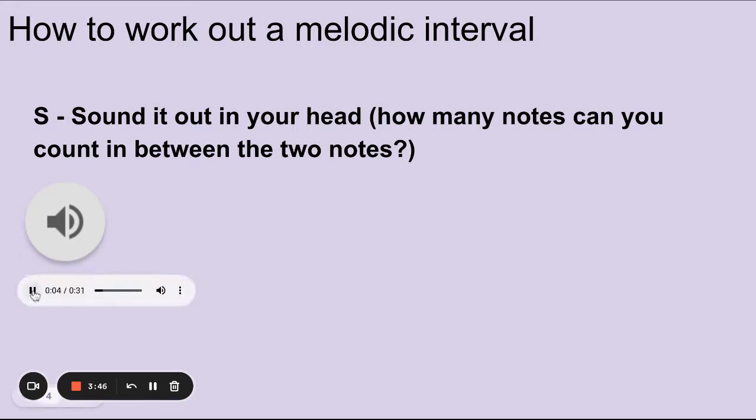So let's try another one. Ba, ba. So I can already tell that this distance between these two notes that we've just heard is quite wide because we're going from sort of medium register note to quite high pitch. Ba, ba, ba, ba. Okay. Let's try and sound it out.